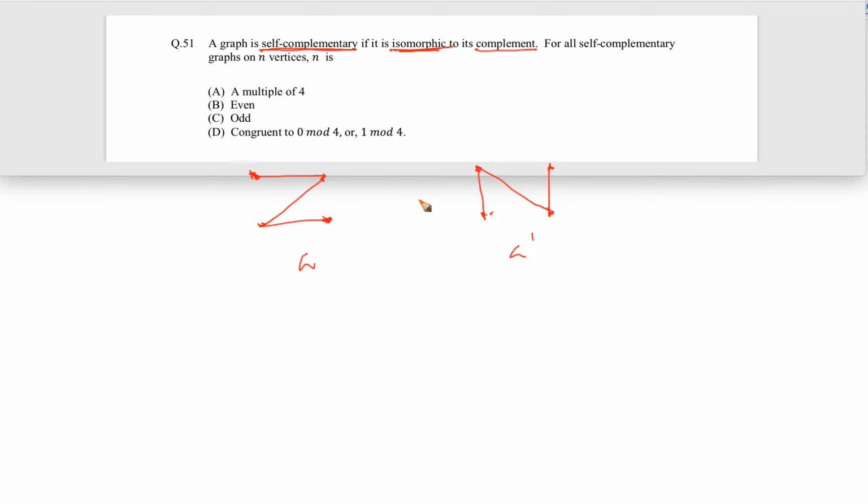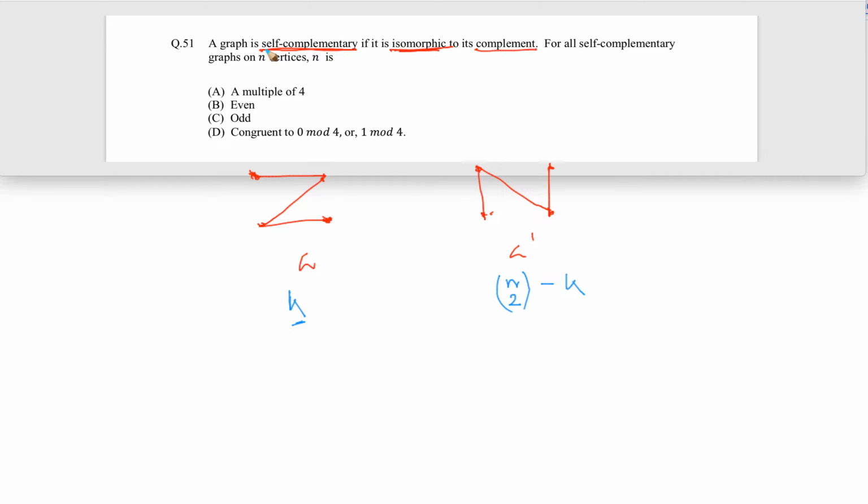So we have to find some relationship, because we have to find what we can say about n. In order to find that relationship, we can do something like this: let k be the number of edges in this particular graph G. Then what is going to be the number of edges in this second graph, the complement? The total number of edges is n choose 2 minus k. So if k is here, then n choose 2 minus k is here.